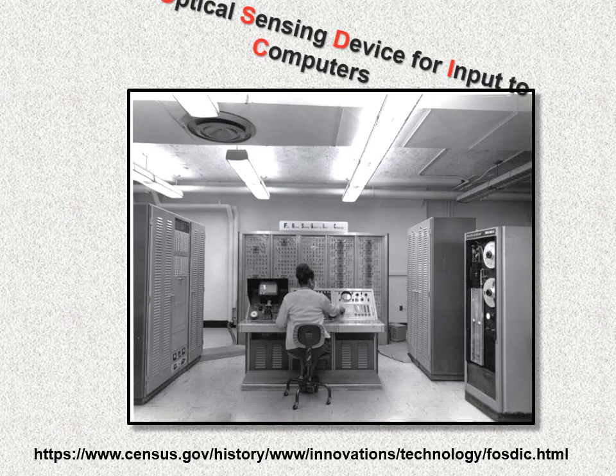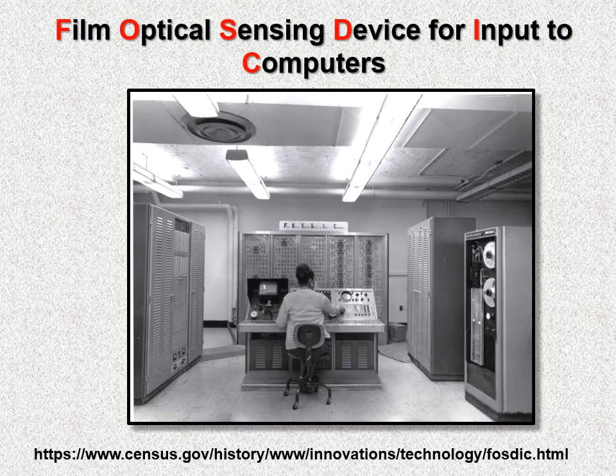So what is FOSDIC? This is FOSDIC. Film Optical Sensing Device for Input to Computers. And what this device is going to do is it's going to read these forms, which were put on microfilm, and transfer them to magnetic tape. And the magnetic tape was then used to analyze the census. And I'll show you the steps involved in this in a second. So we're dealing with a computerized system here of data analysis.